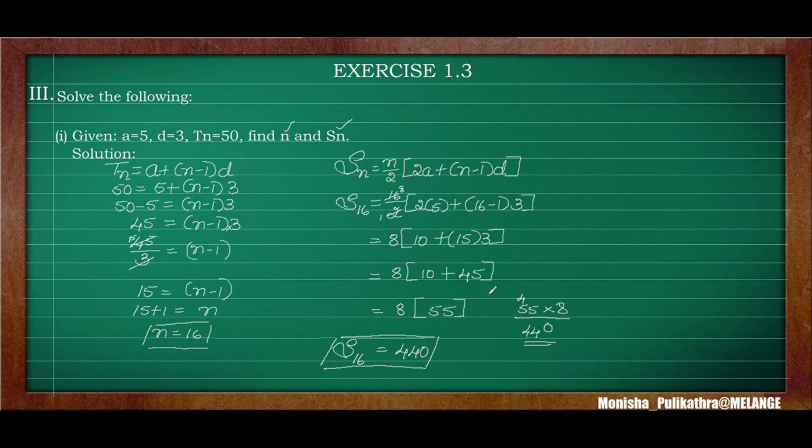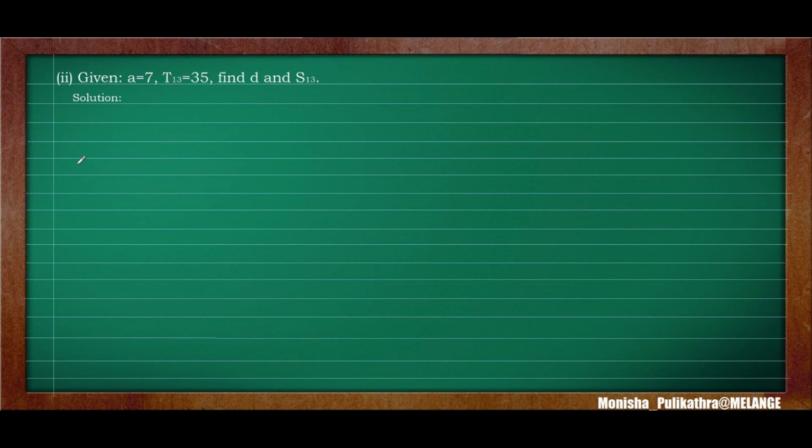Hope you understood this problem. Moving on to the second question. In the second question, they have given A is equal to 7, T13 is equal to 35, and we need to find out D and S13. Okay, so here A is given. So A is equal to 7. Here T13 is equal to 35. If they have given T13, then this n becomes 13. Okay, so next we need to find out D and S13.